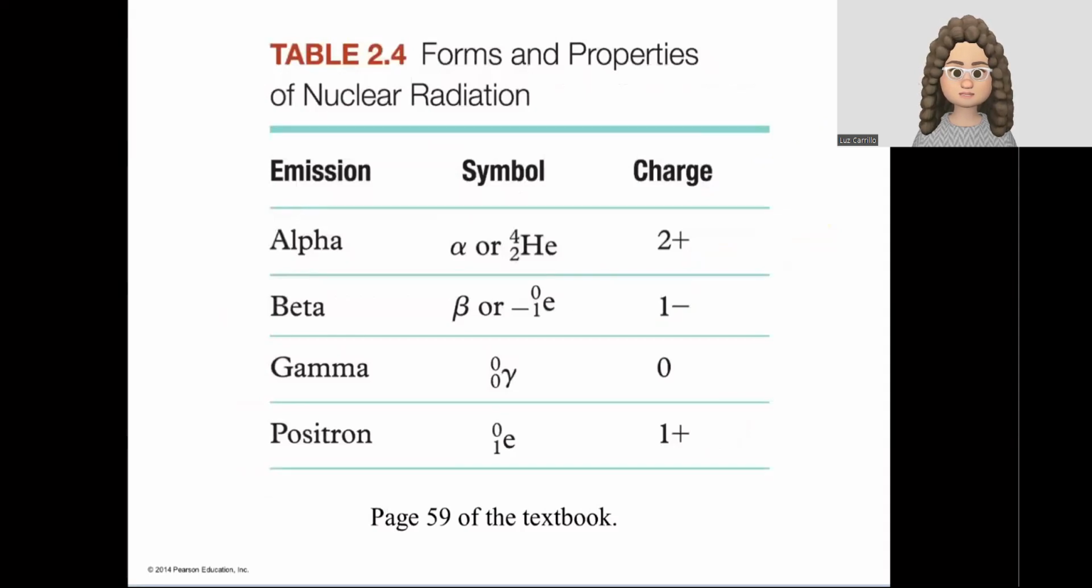In table 2.4 from the textbook, which is on page 59, we can actually see the different types of emission. We can see their symbols followed by their charge.